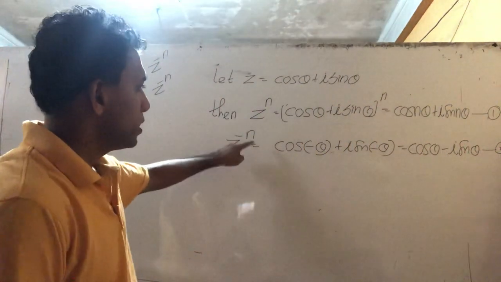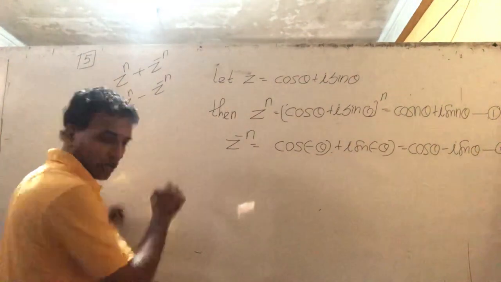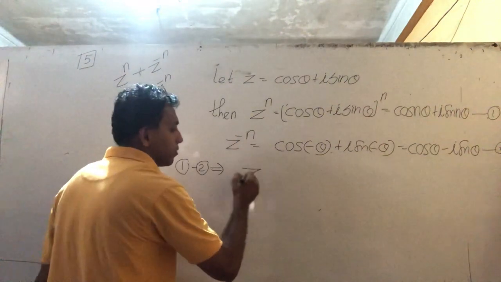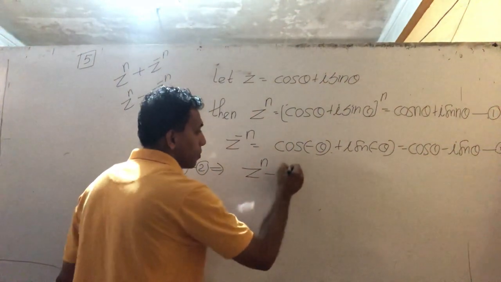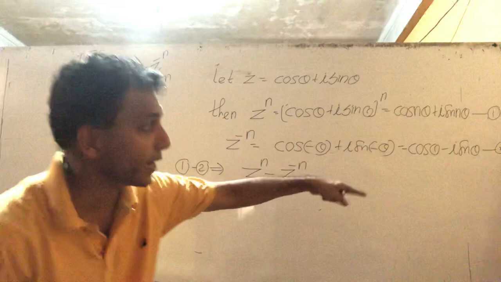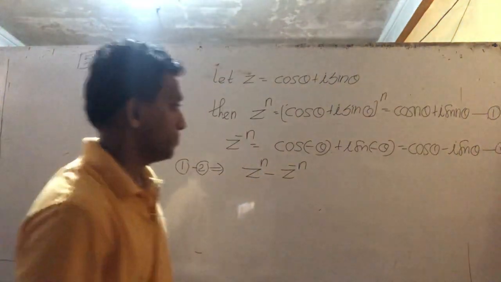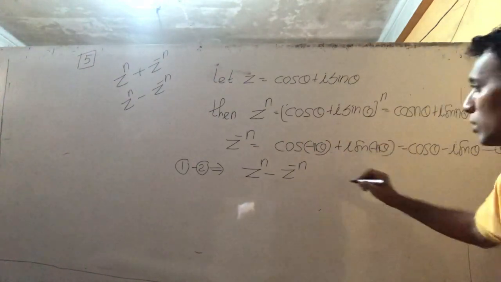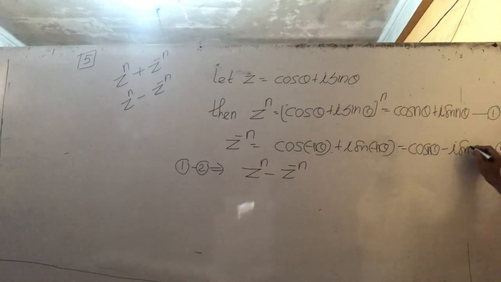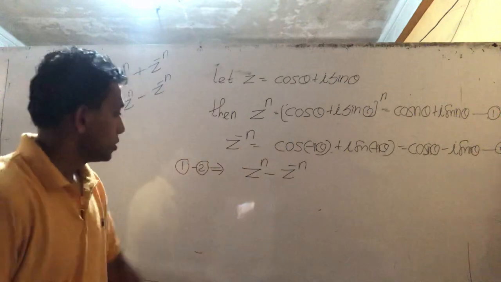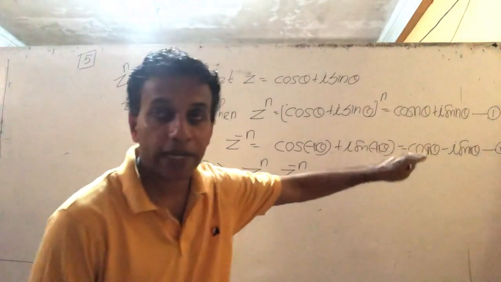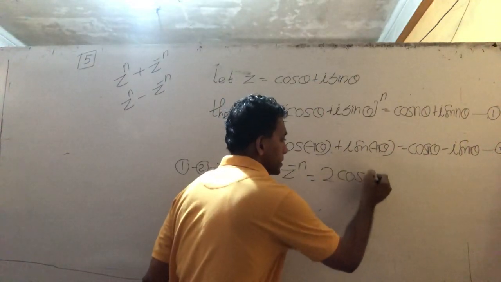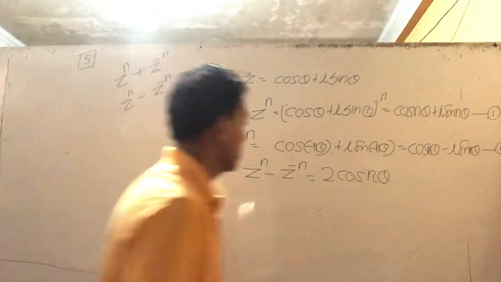Find z to the power n. Now see what happened. First they ask subtract. Z to the power n subtract z to the power minus n. What happened when you subtract? The i sine n theta minus i sine n theta, so the cos terms cancel, and we get 2i sine n theta. Sorry, I mean the cos cancels and we get 2i sine n theta, I say third equation.